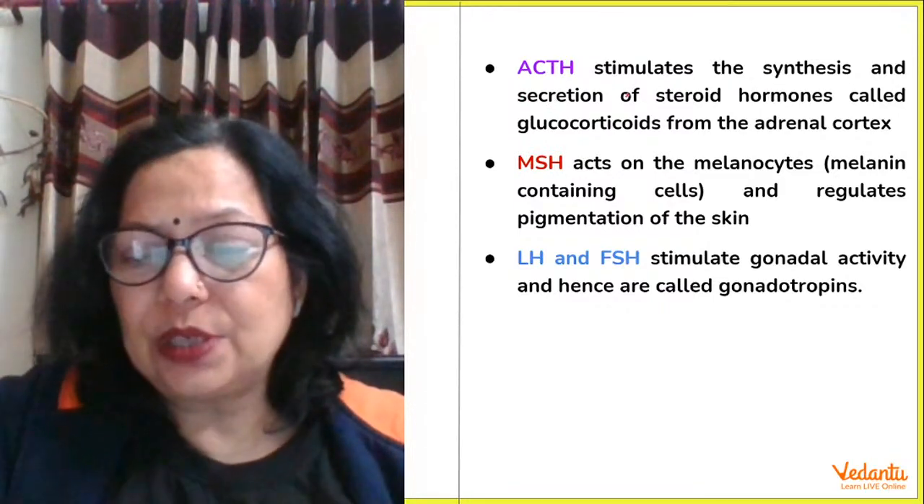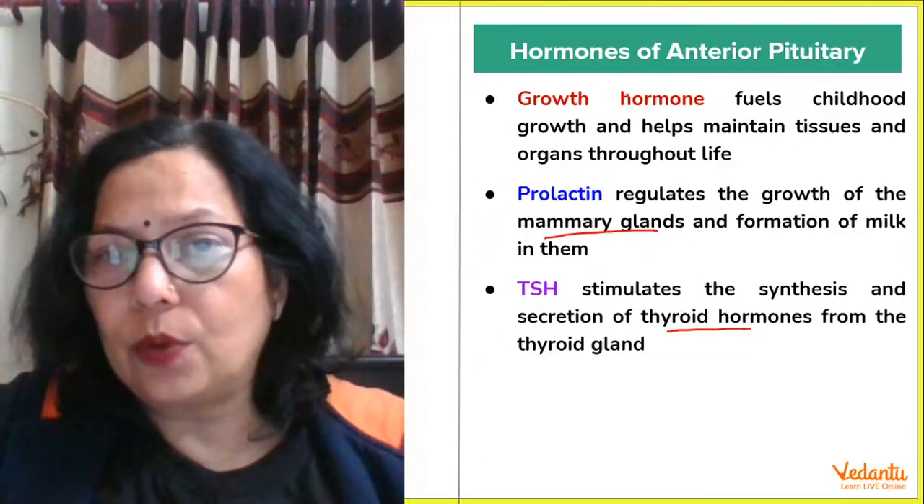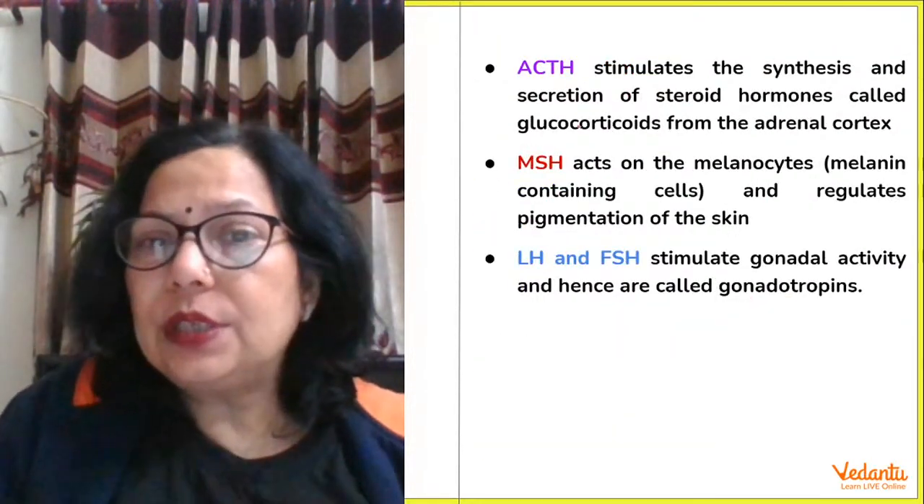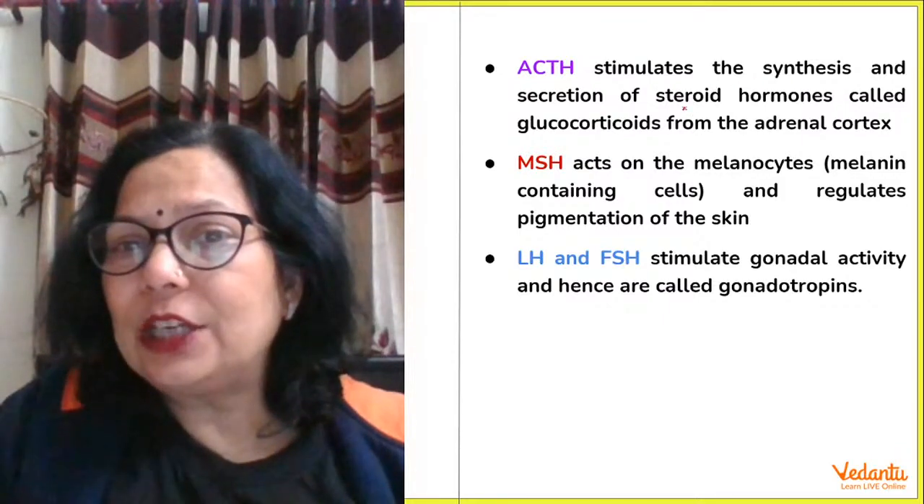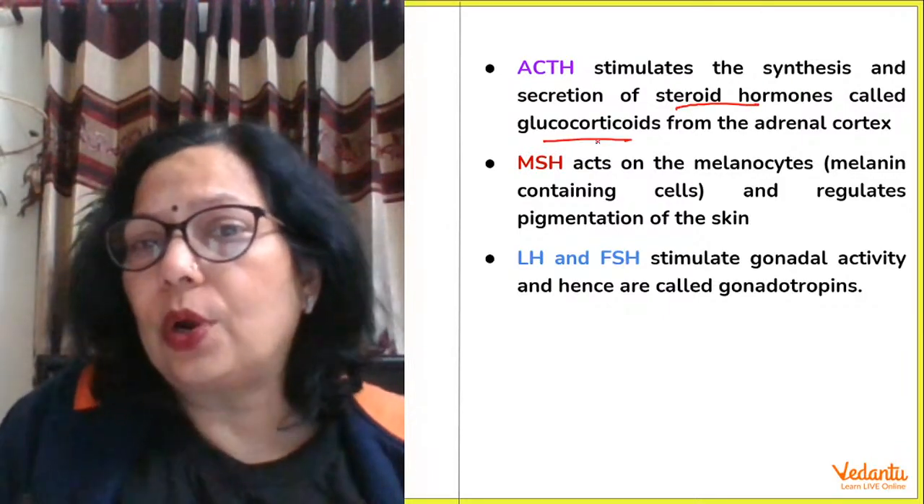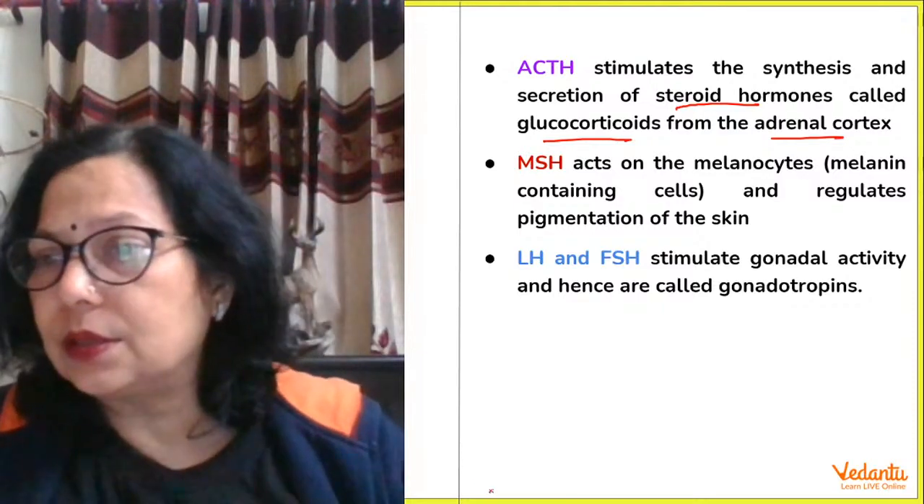ACTH stimulates the adrenocorticotropic. जैसे as the name suggests, adrenocorticotropic hormone. So it stimulates the synthesis secretion of steroid hormones called glucocorticoids from the adrenal cortex.